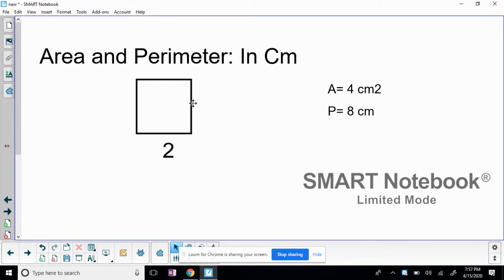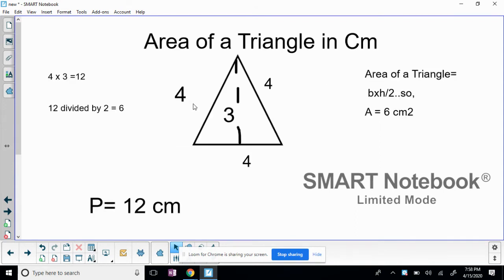So now we go on to where it changes. We know the formula for perimeter, adding up the sides. We know area of a rectangle, area of a square is base times height. But if you get a triangle, we add a step. So think of it this way. We start with the perimeter, 4, 8, 12, the distance around. It's still 12 centimeters. Now, start with what you know.